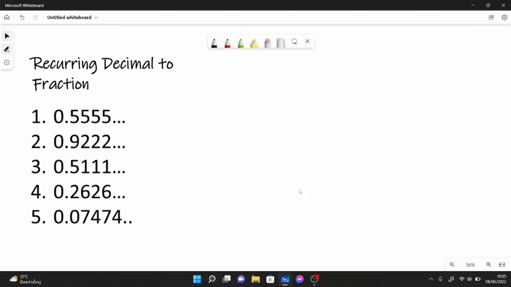Okay, so we said that recurring decimal numbers are rational numbers because they can be written in fractional form. So let us try to do it.